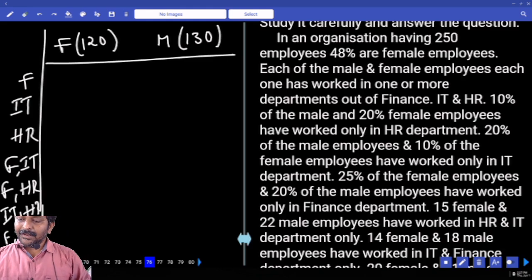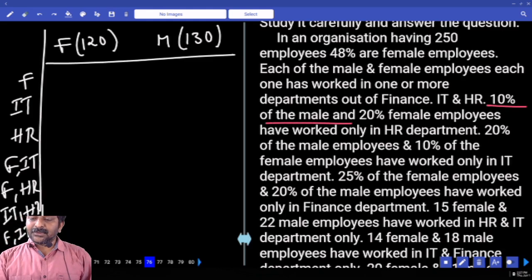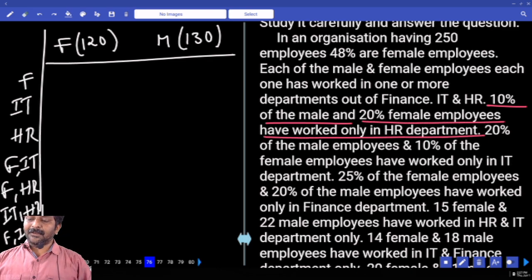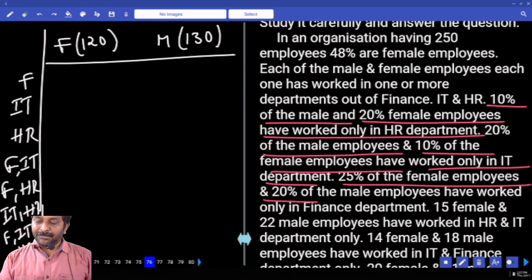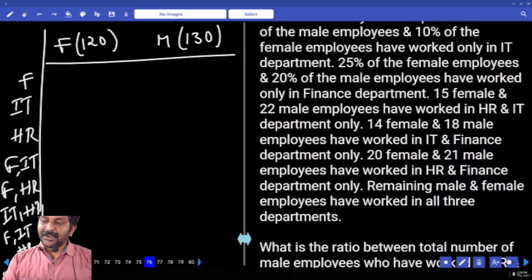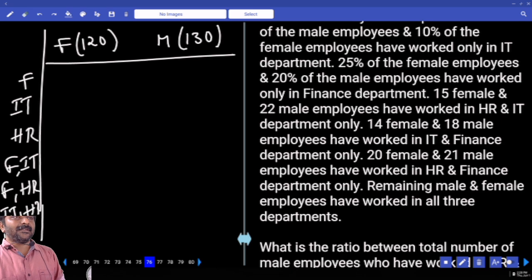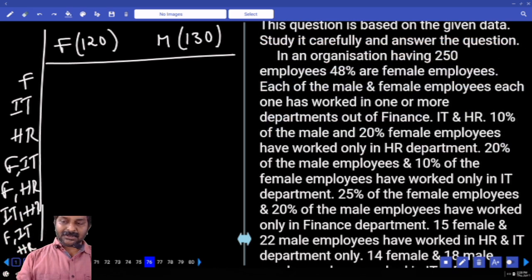10% of the male students, 20% of the female employees have worked in only HR department. 20% of the male employees, 10% of the female employees have worked in only IT. 20% of the female employees and 20% of male employees have worked in only finance department. So far only is coming, right? So comfortably you can go with table.